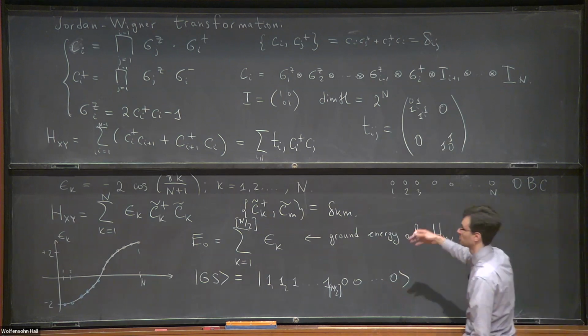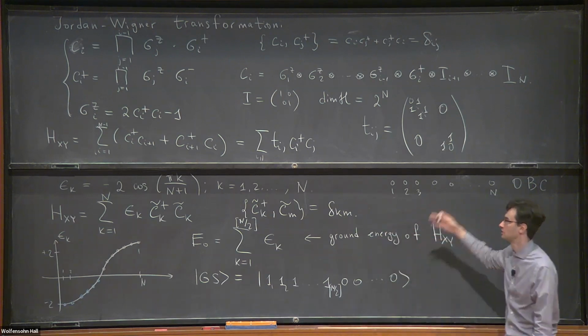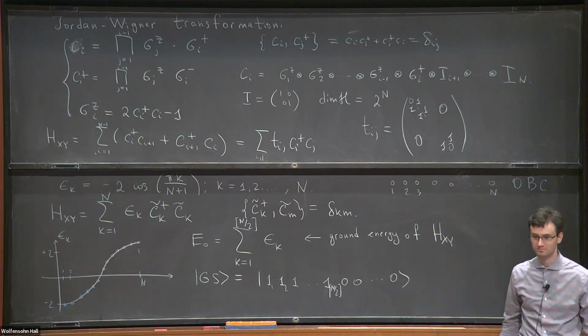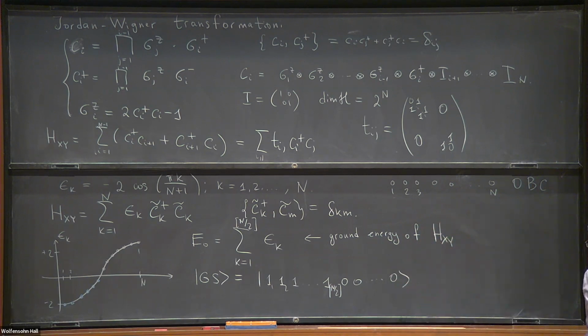I chose this model because it's the simplest one, and basically we can understand it theoretically, exactly, in some way. And the fact that you have this ground state and not a symmetric combination of spins at all the sites is a consequence of the fact that you are not imposing periodic boundary conditions.